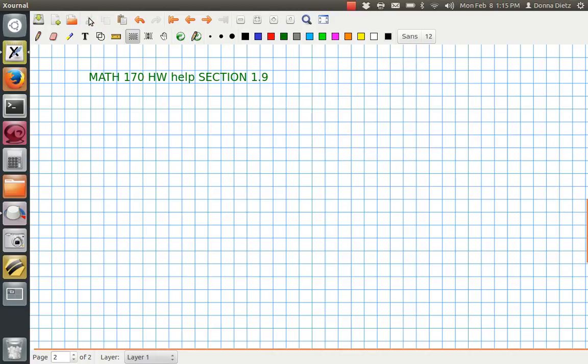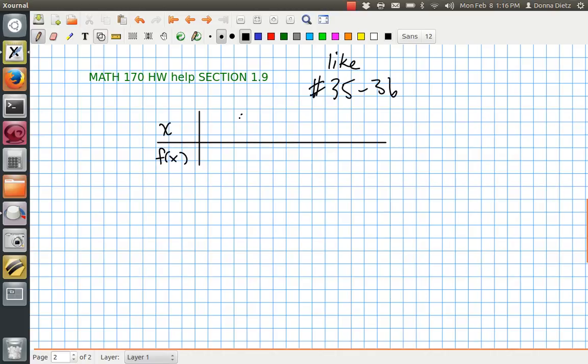Now, what else is in that? 35 and 36. What is that asking? It's using a table to find f inverse, and that's really easy. If you have x and f of x, and you're going to have like -3, -2, -1, 0, 1, whatever. And I'm going to make up some numbers.